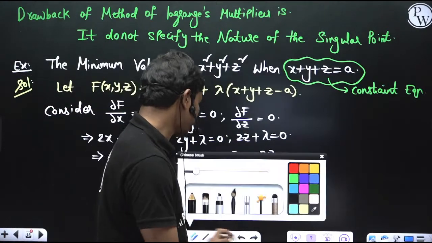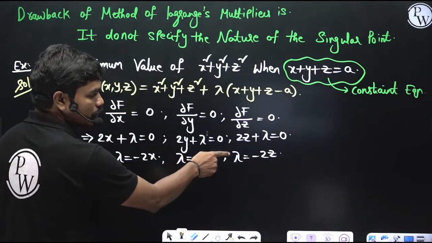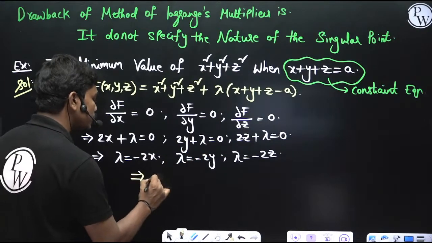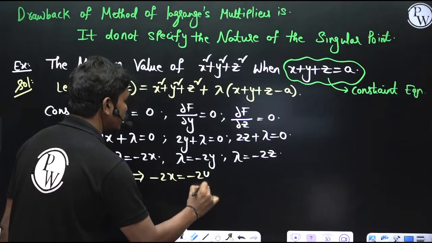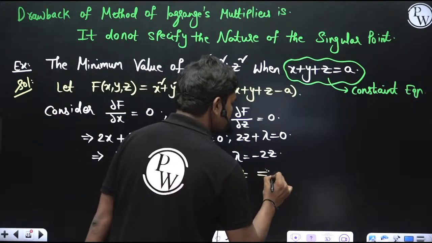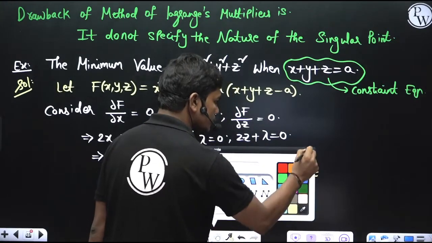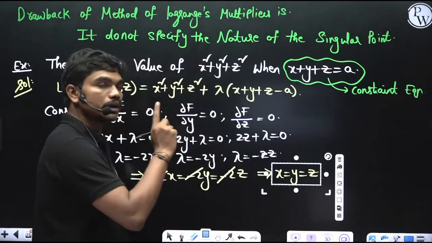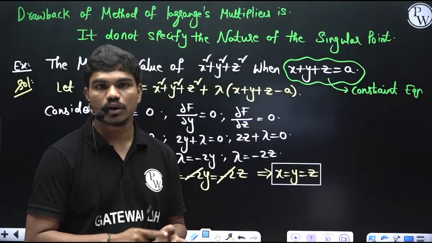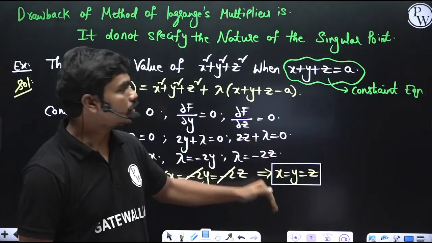So once you get this, this is the value of lambda, this is also the value of lambda, and this is also the value of lambda, which means you can equate all three lambdas. So this implies minus 2x is equal to minus 2y is equal to minus 2z. So ultimately, if you cancel the minus 2 all over, you end up with the relation x is equal to y is equal to z. This means the condition or the relation between x, y, and z when this function is going to be optimal is when all three variables take the same value. Okay, so when x, y, z are all the same, only in such a case the first derivative being 0 gets validated.